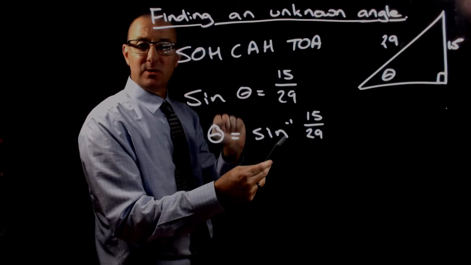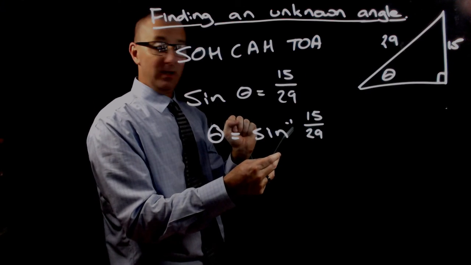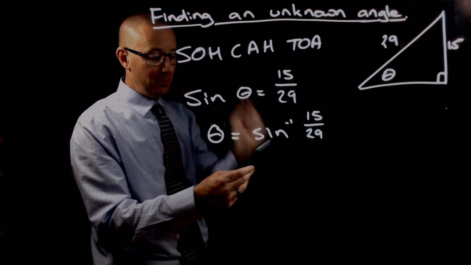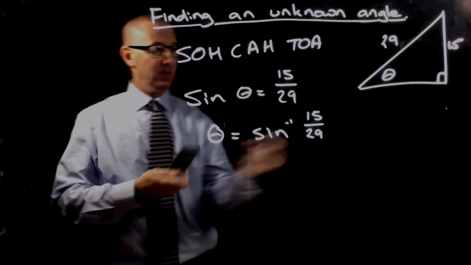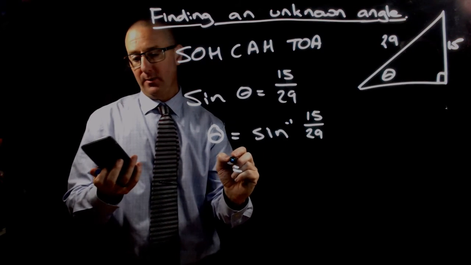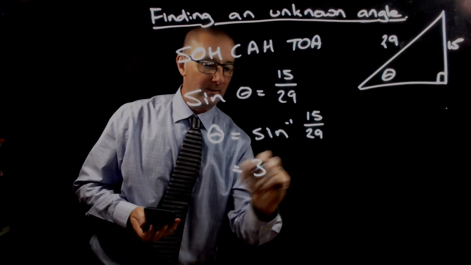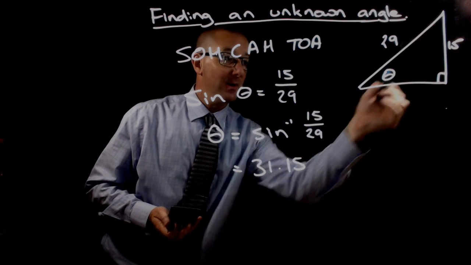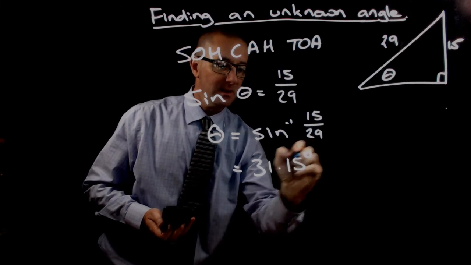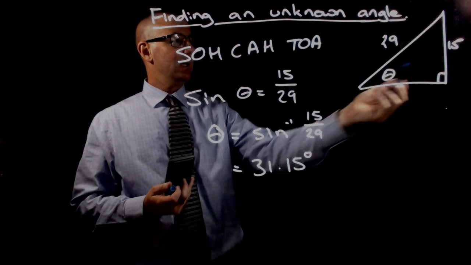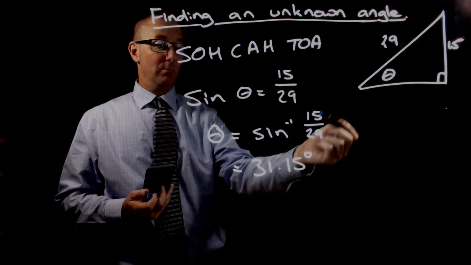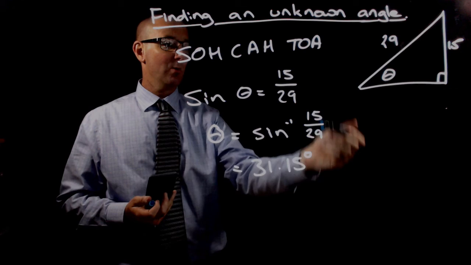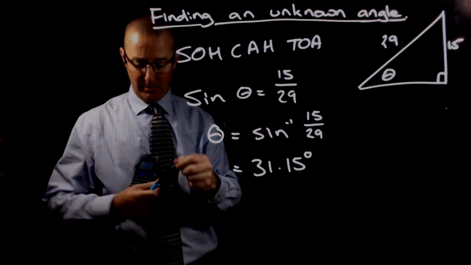And so then we need to decide what the rounding is going to be. In our case, we're going to round to 2 decimal places. So our rounded value for theta is equal to 31.15. And because it's an angle, it's measured in degrees. And so here we've used the inverse sine function with our ratio to find the value of theta.